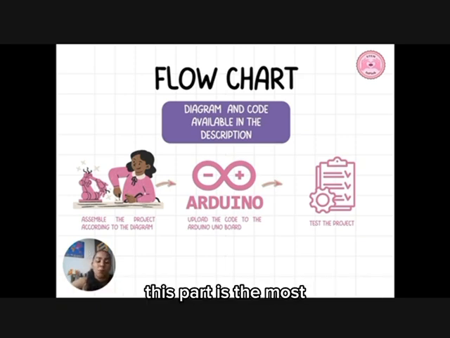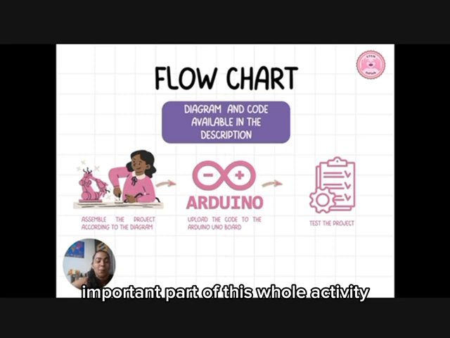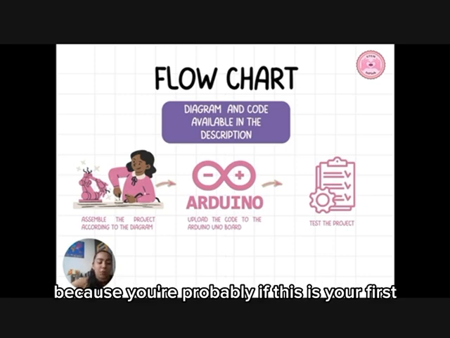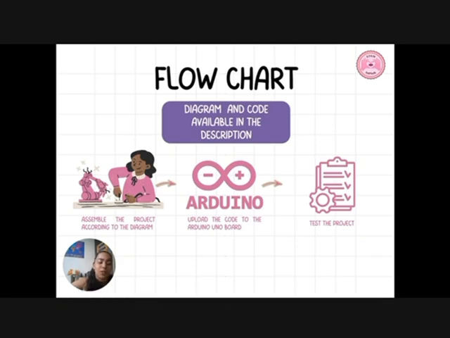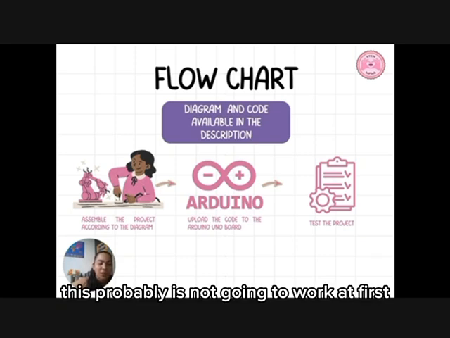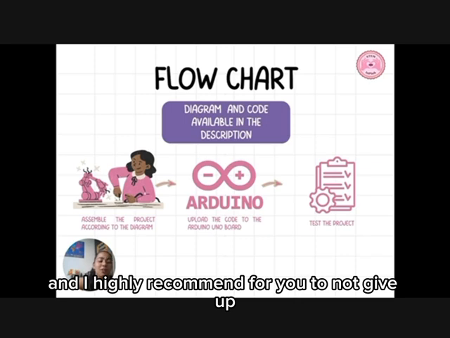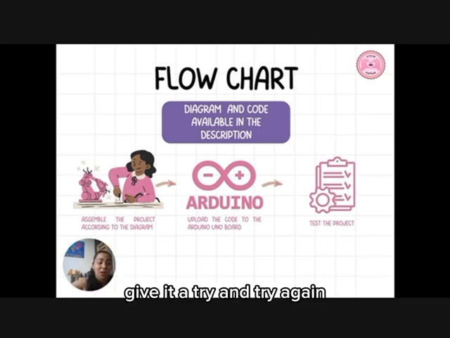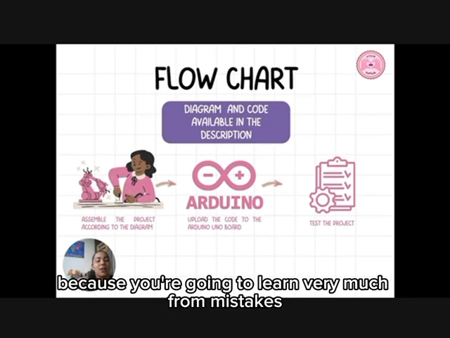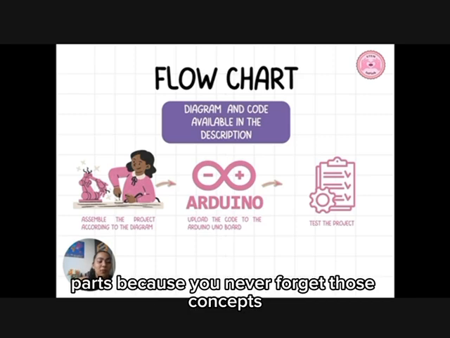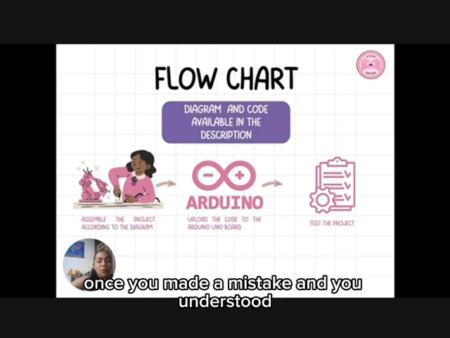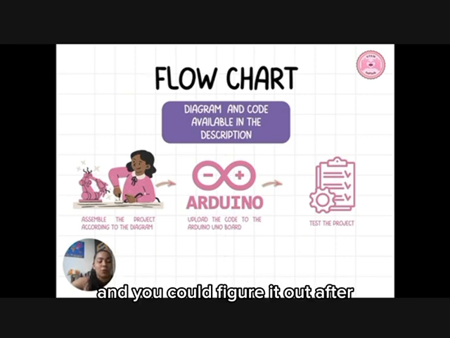This part is the most important part of this whole activity, because if this is your first time ever creating a robotic project, it probably is not going to work at first. And I highly recommend that you not give up. Give it a try and try again, because you're going to learn very much from mistakes. And this is one of the most important parts, because you never forget those concepts once you made a mistake, understood it and could figure it out afterwards.